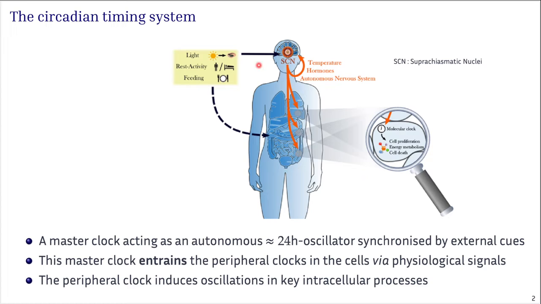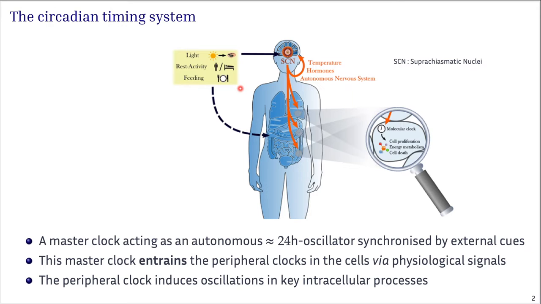In the suprachiasmatic nuclei is located what we call the master clock. It is an autonomous molecular oscillator with a period of roughly 24 hours that is synchronized back to a period of exactly 24 hours by external signals such as light, activity rhythms, or feeding patterns.